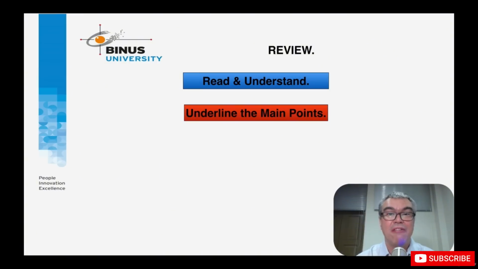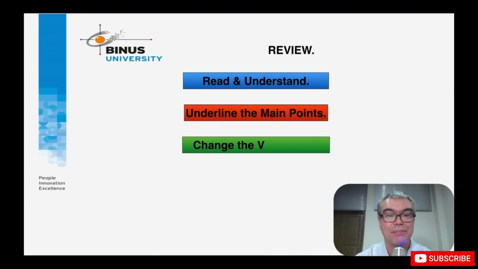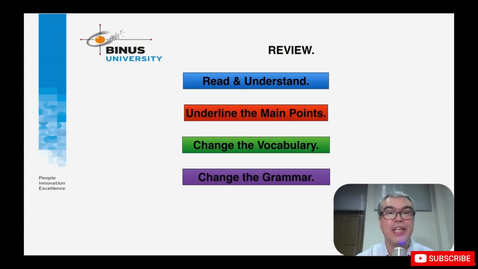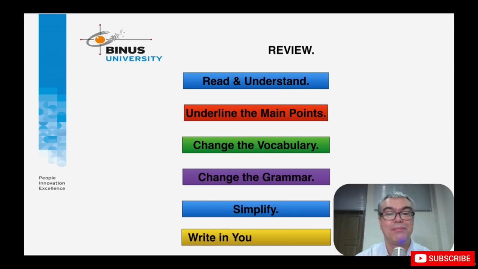Make sure you are very clear about the main point of the original text, because that is the idea that you need to communicate to your reader. Then think about changing the vocabulary from the original into vocabulary of your own. The next change you need to make is changing the grammar. And linked to this is simplifying. So try to make the grammar more simple.